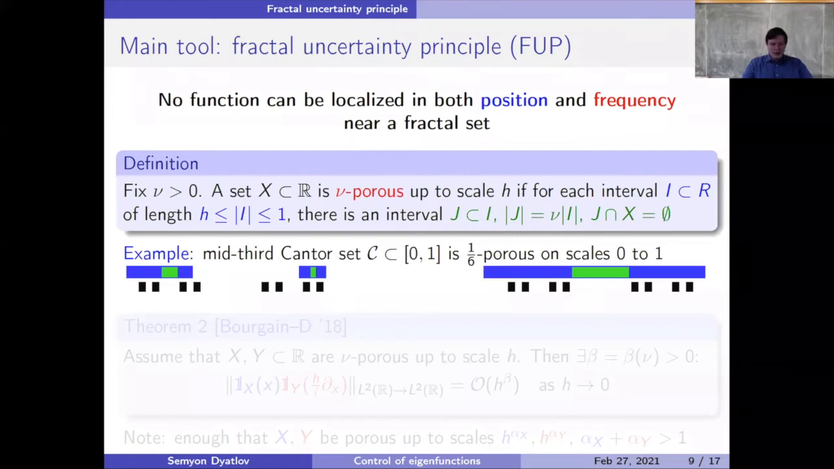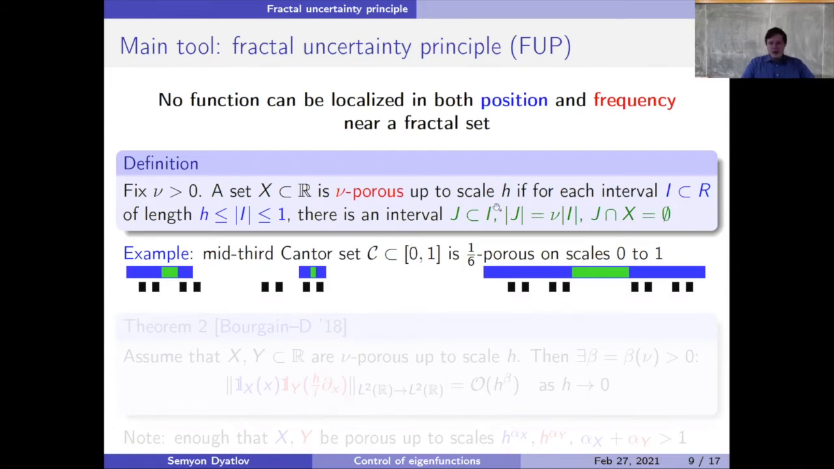Now I'm just restricting the size of the subinterval. So for instance, if nu is equal to 1/6, I want to say that in each interval, I can find an interval of size 1/6 of that, which doesn't intersect my set. A basic example of a fractal set which has this porosity property is the middle-third Cantor set. That one is porous with constant 1/6. You can play around with this picture and see that no matter where I draw my blue interval, I'll be able to find at least 1/6 of it, a contiguous piece, which doesn't intersect the Cantor set, which is in black. All right, so that's the definition of a fractal set for me.